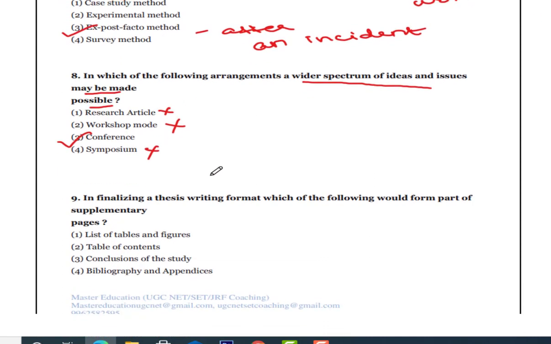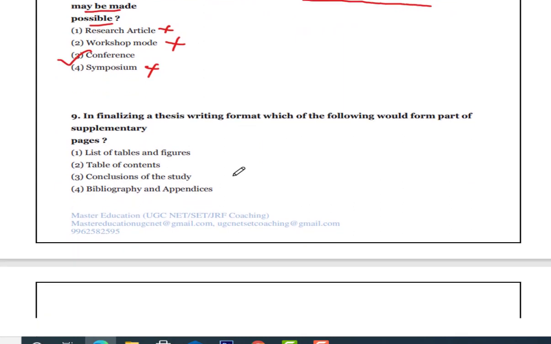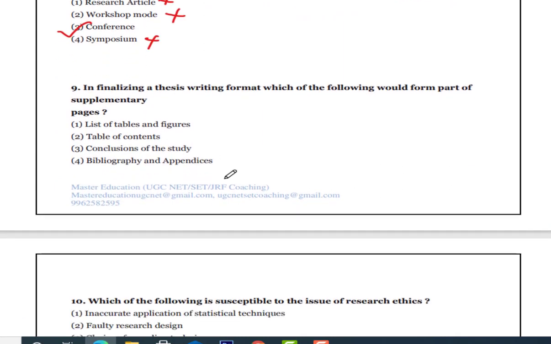Okay. The next one, in finalizing a thesis writing format, which of the following would form part of supplementary pages? Supplementary pages means we are adding some additional pages with our data. For example, if I purchase something, I attach some invoices like that. So supplementary pages means a list of tables and figures which should be related to our concept. So that is called supplementary pages.